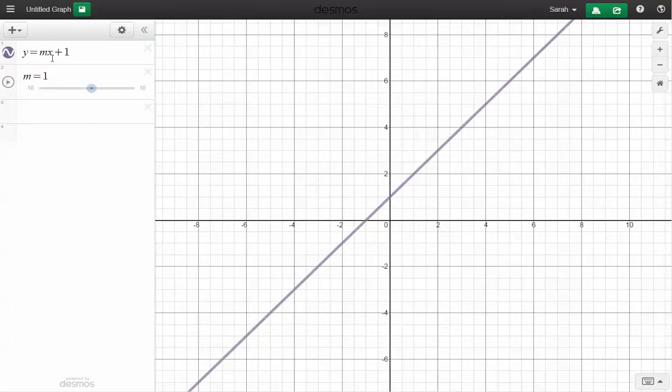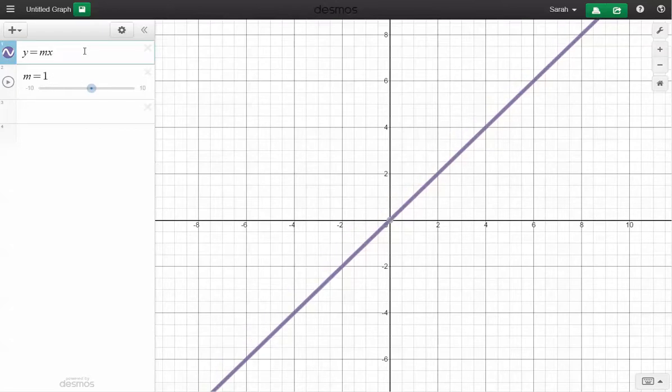And so we can add a slider. So instead of putting a number in for the slope, I put m for slope. And so it puts it at a default of 1. So right now the slope is 1. And maybe I want to focus on just the slope, so I'll get rid of the y-intercept. So what it does is I can push play and it's going to change the slope from -10 to 10 and back again.